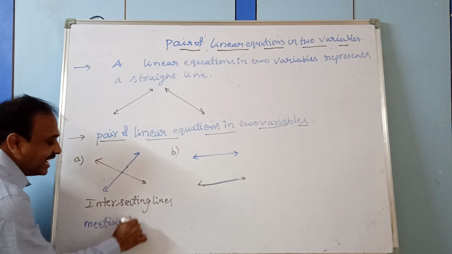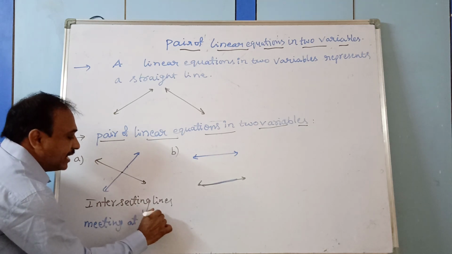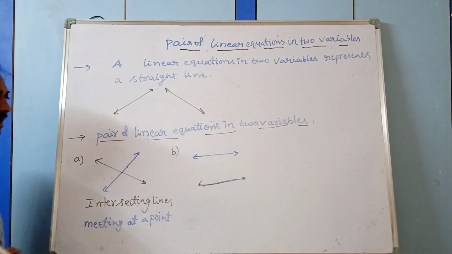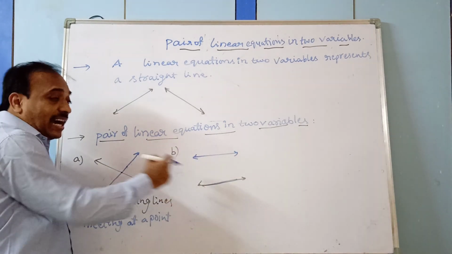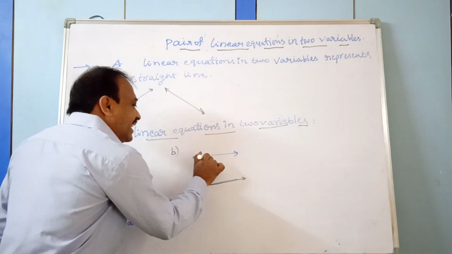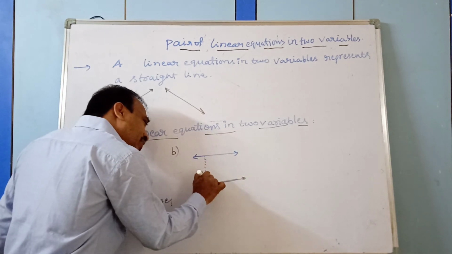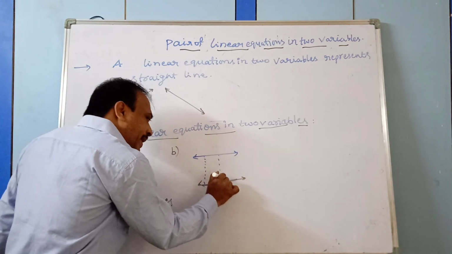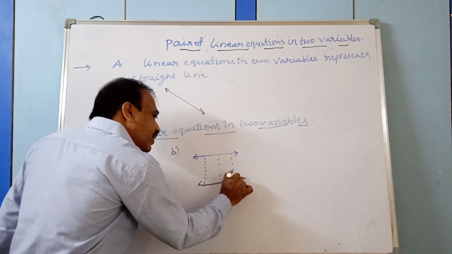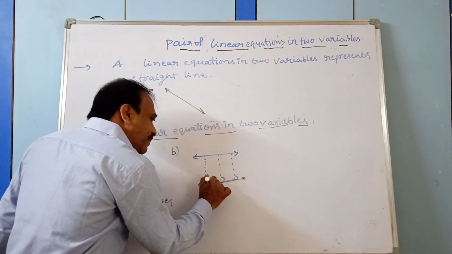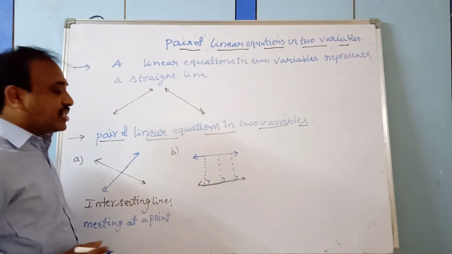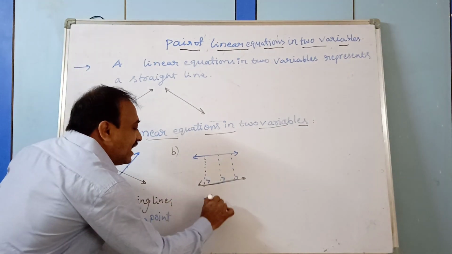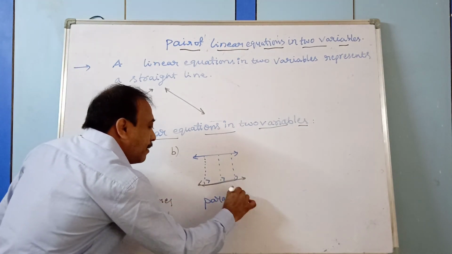Meeting or intersecting at a point. Now here is a pair of lines, two lines, but are they meeting? No. See that the perpendicular distance is the same in all the places, so they are not meeting. What do you call such type of lines? Parallel lines.